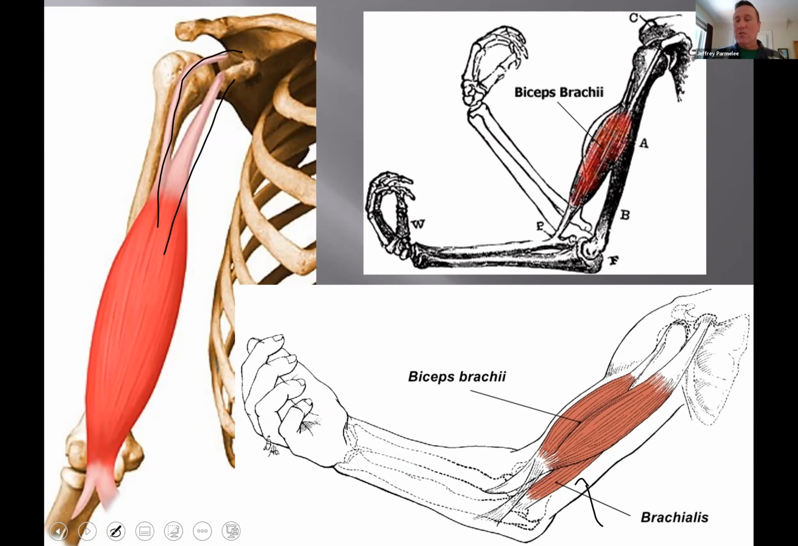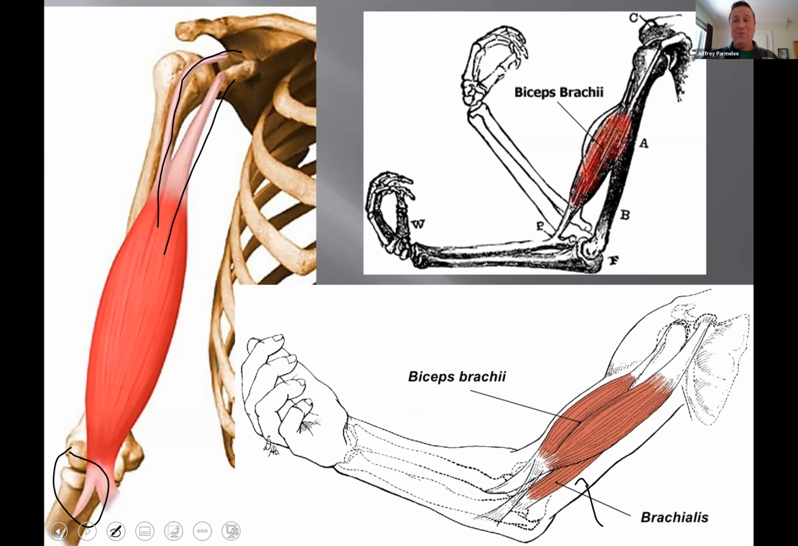So biceps crosses 2 joints. It's going to cross the shoulder and the elbow joint. Whenever muscles cross 2 joints, like the hamstrings, it's more complex. It has more actions. If, like brachialis, it just simply crosses the elbow joint, it's simple. Its actions are going to be simpler. Biceps, as you can see, is fusiform, or has a big belly in the middle, and attaches onto your radial tuberosity on the radius.